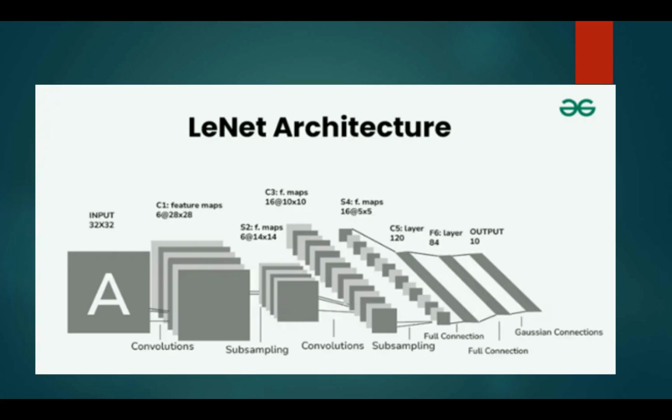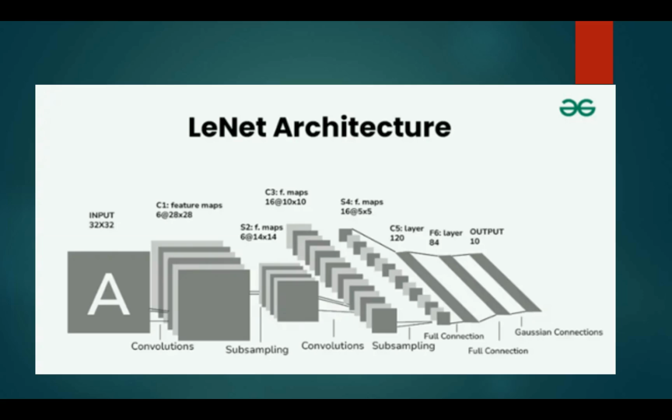Next, the second convolutional layer, C3, uses 16 filters to detect more complex patterns, outputting feature maps of size 10 by 10. Another subsampling layer, S4, reduces this to 5 by 5, preparing the data for the FC layers, which are the fully connected layers. Next we'll come to the FC layers.